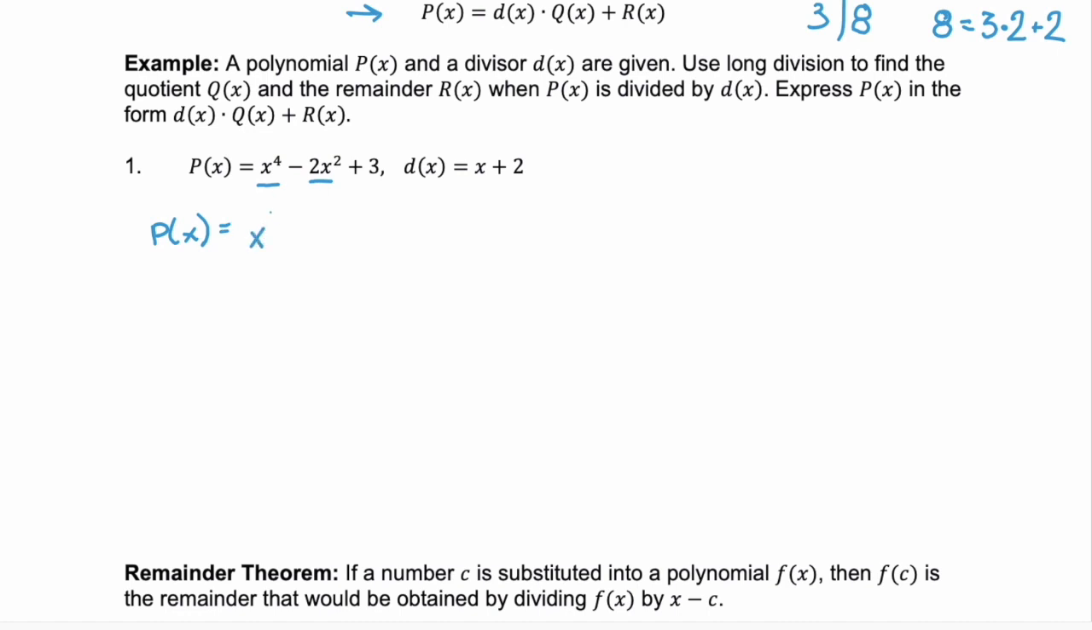So my first term is x to the 4th, but notice my second term is an x squared. So I have 0x cubed. Then I have my minus 2x squared. And notice I have 0 x's. And then I have my constant of 3. This gives me a placeholder for those two missing terms, right? But because the coefficients of them are 0, it doesn't change the meaning of that polynomial.